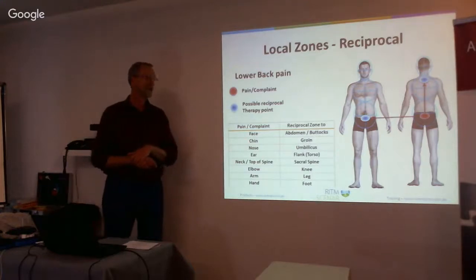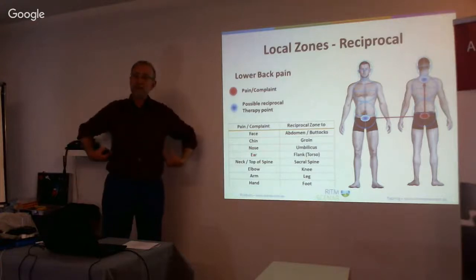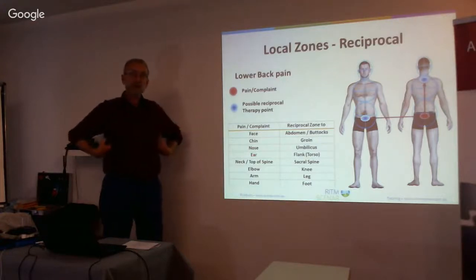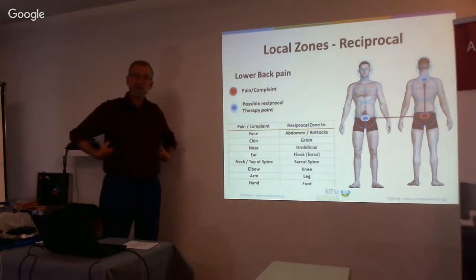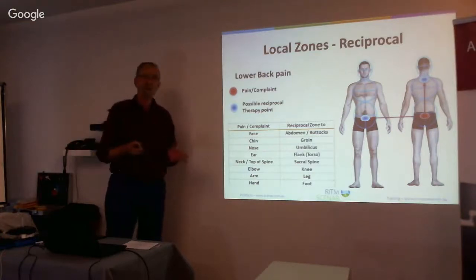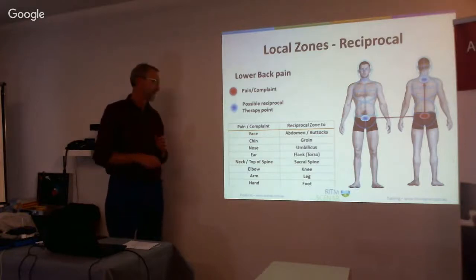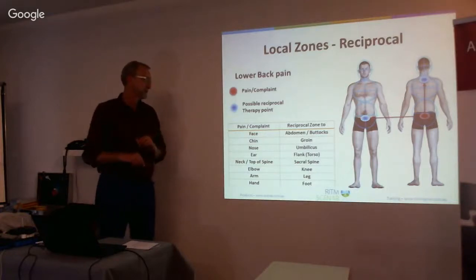The chin and the groin are reciprocal areas. The nose and the belly button are reciprocal areas. The ears and the flanks on the torso work quite well. So if somebody's got an ear problem there, sometimes it's okay to work on the sides here, especially if for whatever reasons you cannot touch the ear.